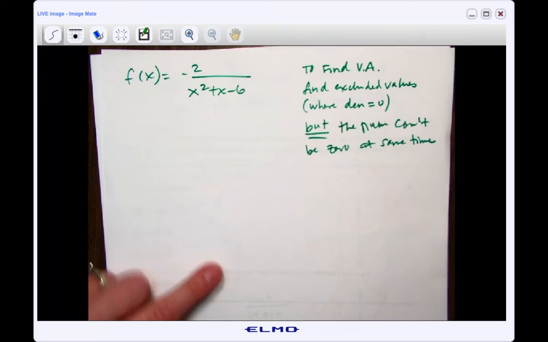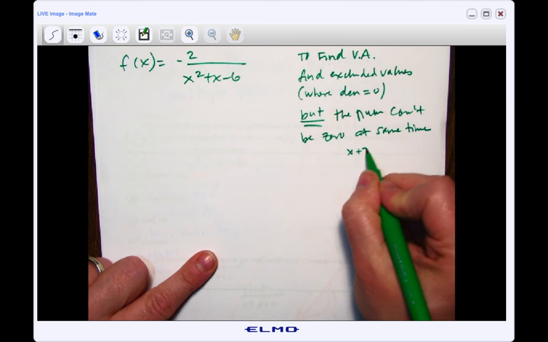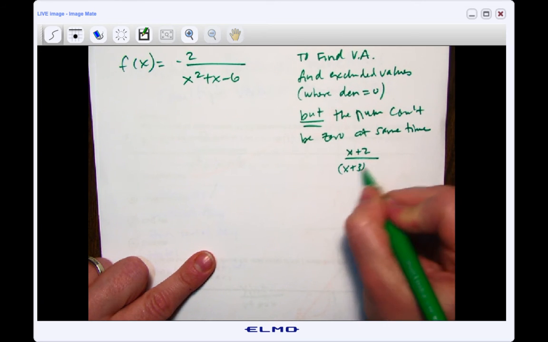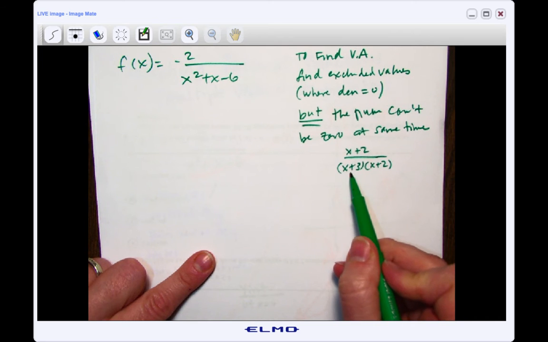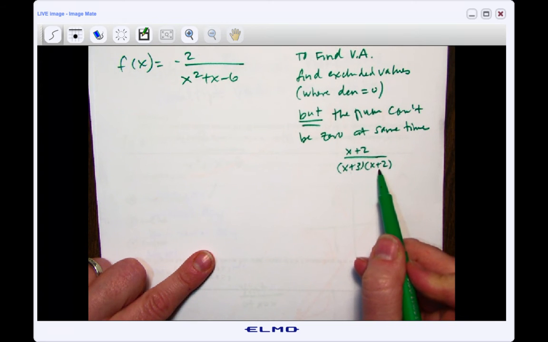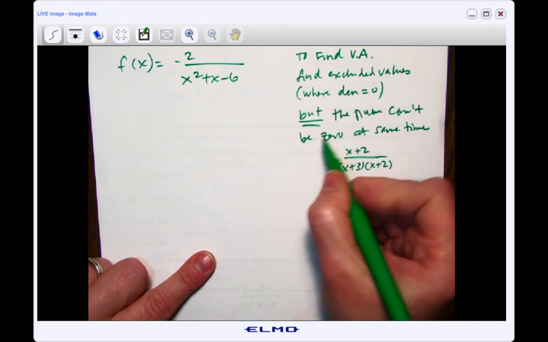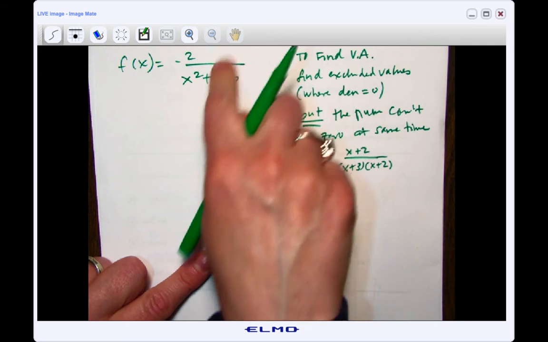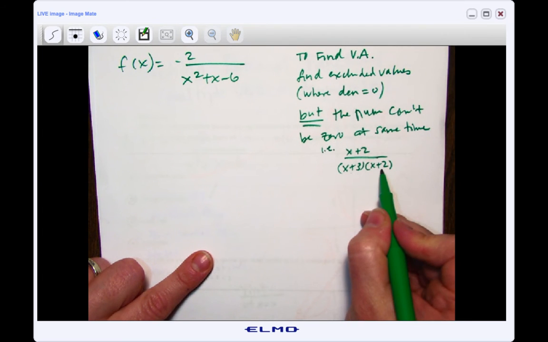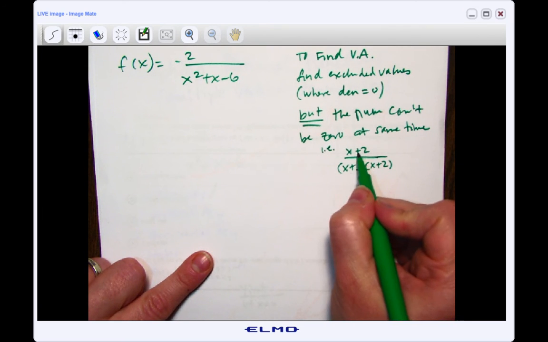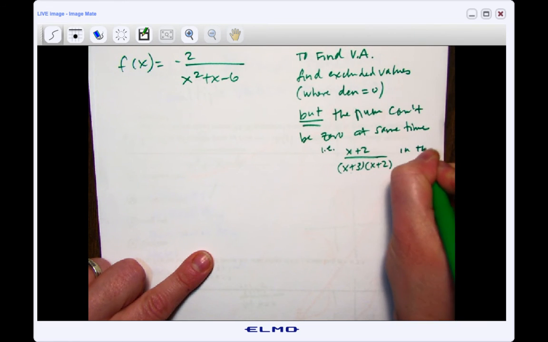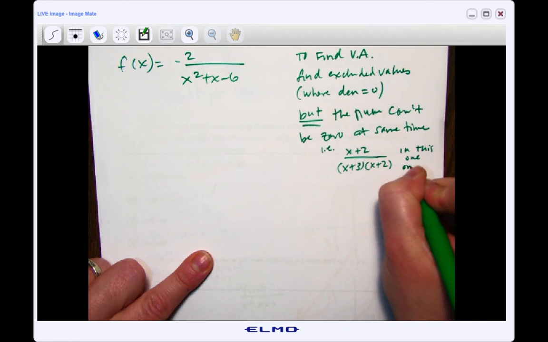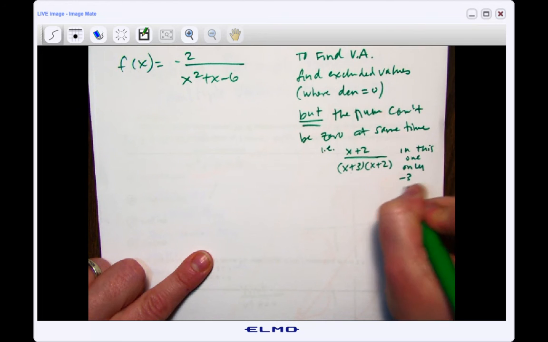So what do I mean by that? If you remember, we used an example like this. -3 and -2 would make the denominator 0. So this is just an example, right? Both would be excluded values, but -2 would also make the top 0. So in this one, only -3 makes an asymptote.